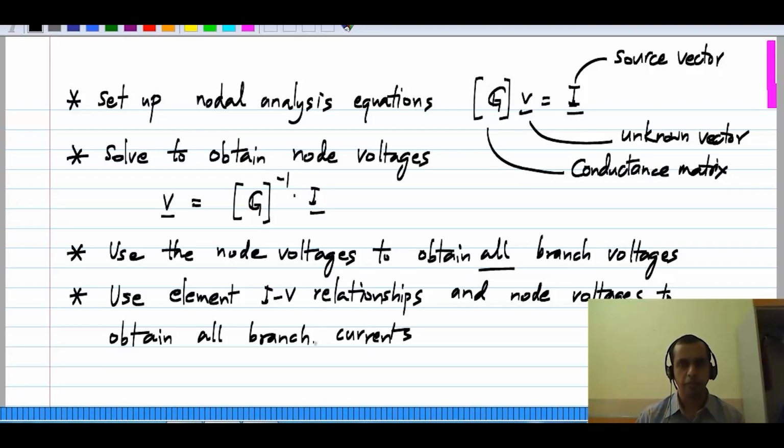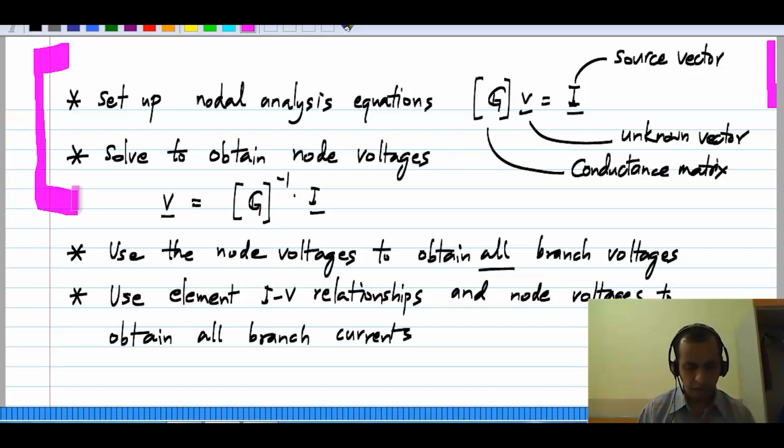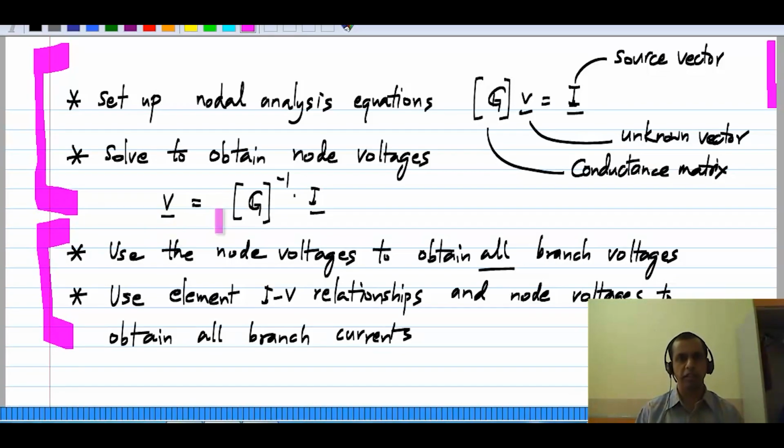Okay. Now of course the hard part consists of these two steps, so that's what I have emphasized. So when we say nodal analysis, that is what is meant by nodal analysis, although to get all the branch voltages and branch currents you need to do these as well, but once you have solved for this unknown vector V, these steps are rather easy. Okay.